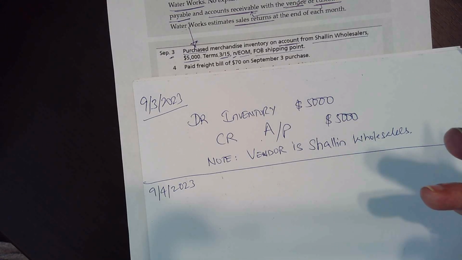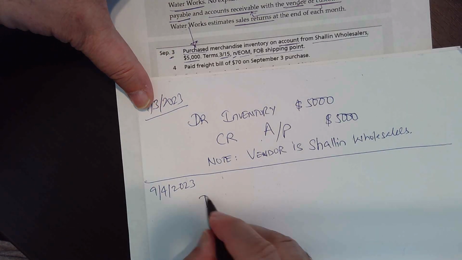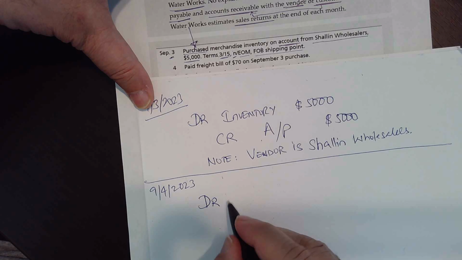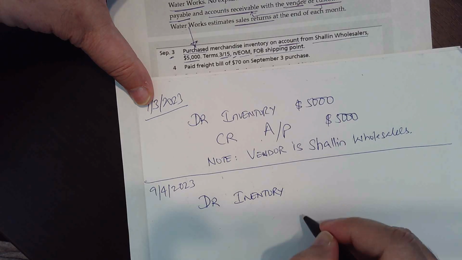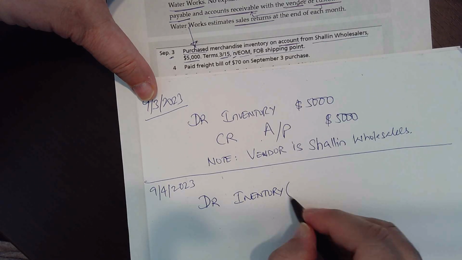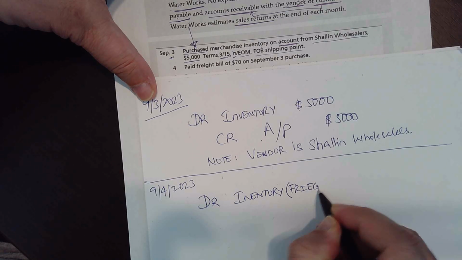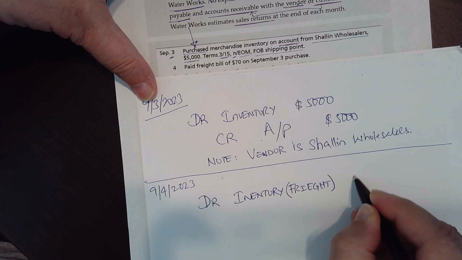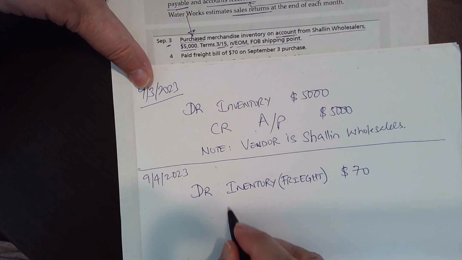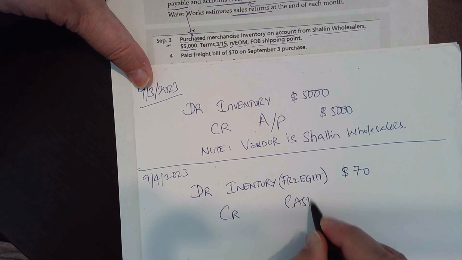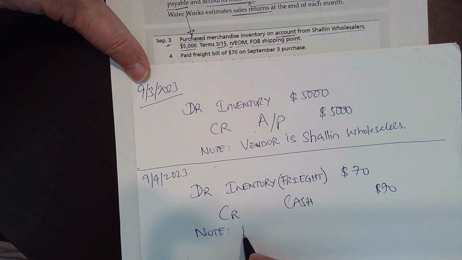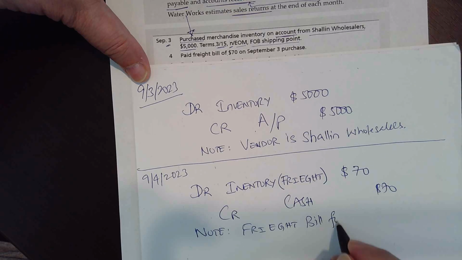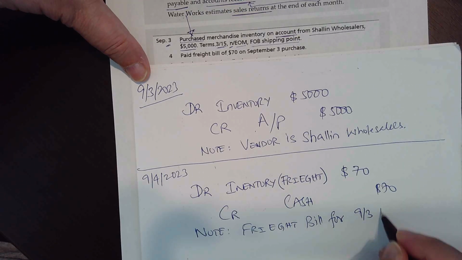So who paid the freight bill? The freight bill is part of the cost of the inventory. So you can say debit inventory, and you can put freight over here for $70, and you credit cash for $70. You put a note over here: freight bill for September 3rd merchandise order.